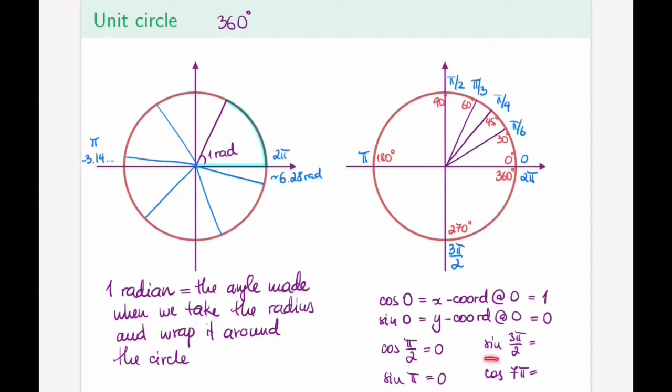Let's take a look at another one. Sine of 3 pi over 2. So 3 pi over 2, this angle right here. Sine is the y-coordinate, which means I am at -1.